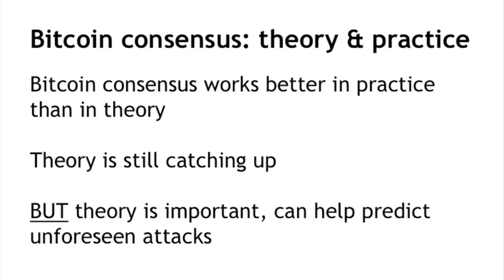And what this really means is that the theory that was developed for a different set of problems needs to catch up in order to be able to say really interesting things about Bitcoin. But nevertheless, that theory is quite important because, for example, it can help us predict unforeseen attacks and really be able to come to strong guarantees on the nature of consensus and security in Bitcoin. So what are these different assumptions? What are some things that Bitcoin does differently?